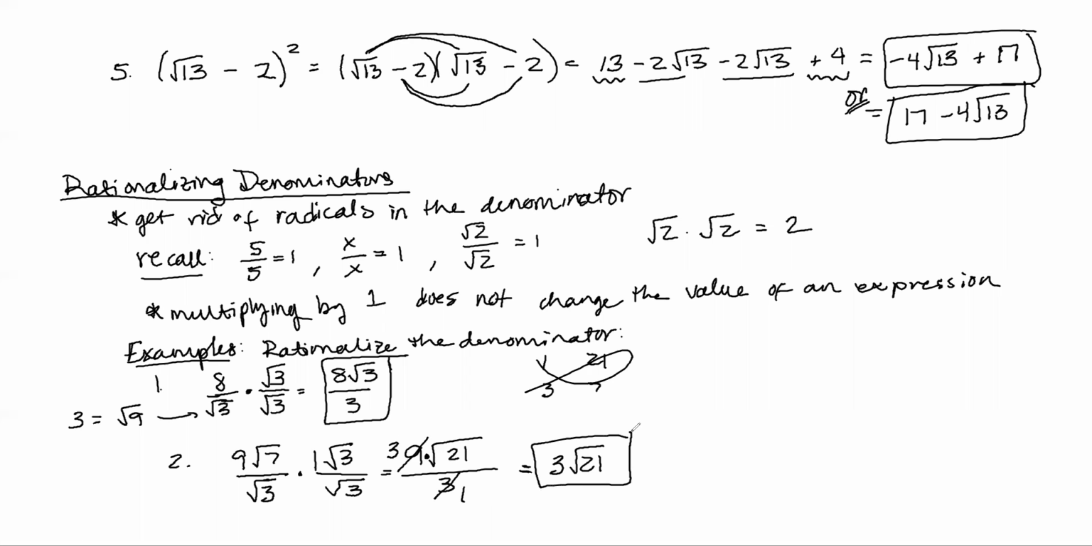Okay, let's go ahead and try some more. Next one here, we're given 3 over the square root of 48.